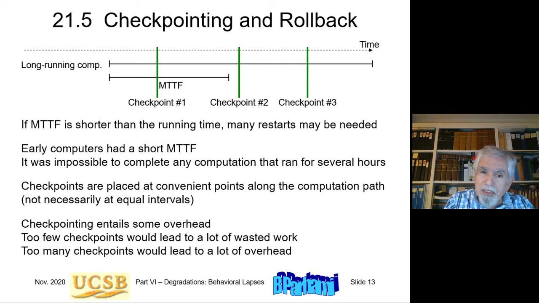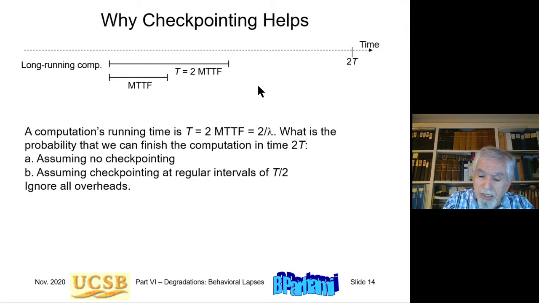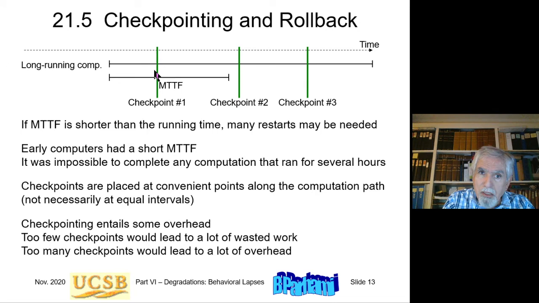So checkpointing entails some overhead. Too few checkpoints would lead to a lot of wasted work. So if I have just one checkpoint, if something goes wrong after that checkpoint, I will have to repeat a large part of the computation. But too many checkpoints would lead to a lot of overhead, and therefore it seems intuitively the case that there must be an intermediate optimal point where the two overheads balance.